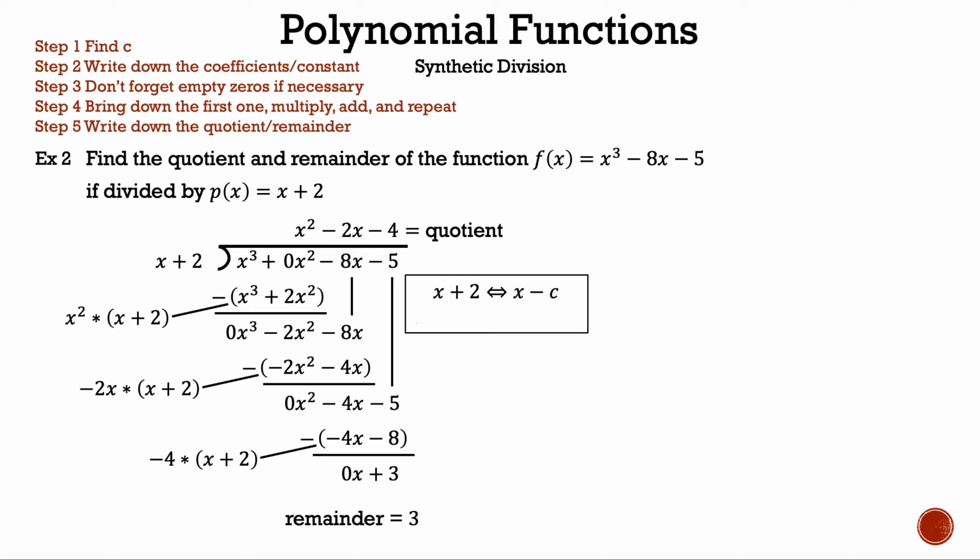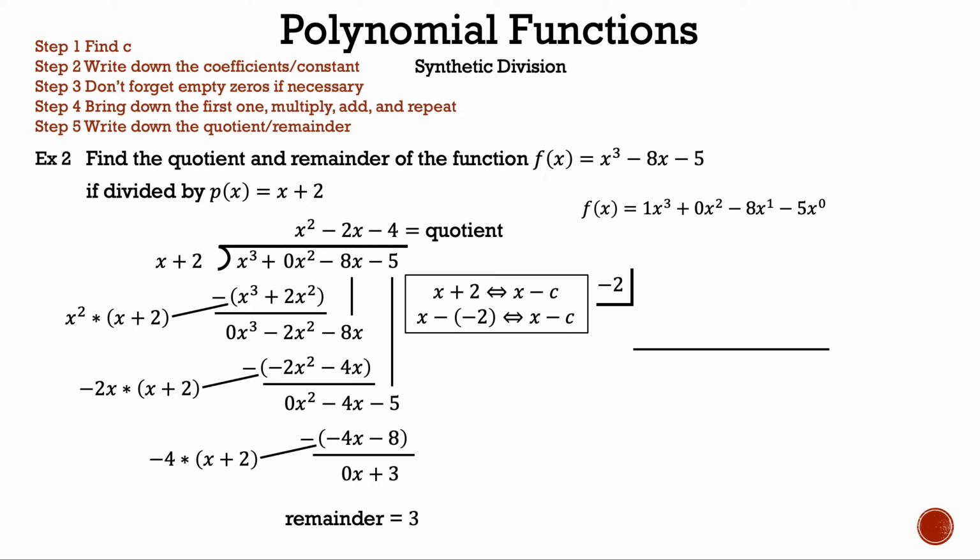First, we need to find c. What do we think the value of c is? That's correct, negative 2. It is negative 2 and not 2 because when we substitute negative 2 into x minus c, the minus sign changes into a plus sign. Now, we need to put the c value in some type of box to keep it separated from the rest of the values.